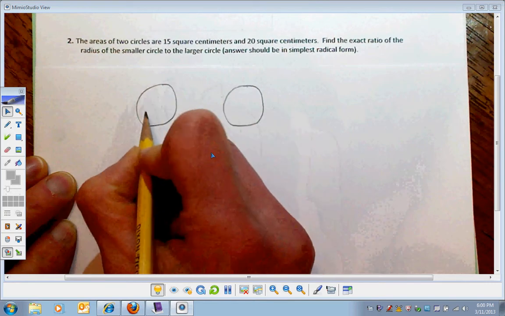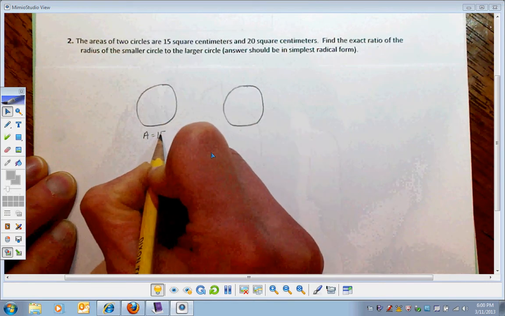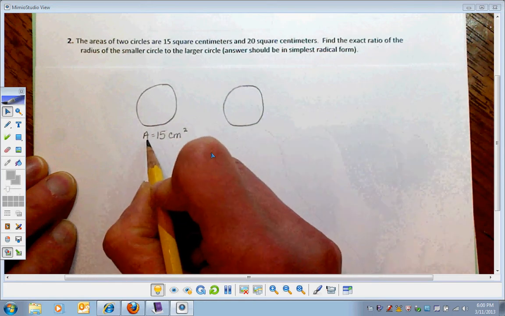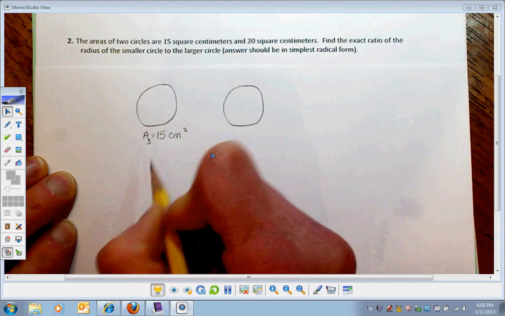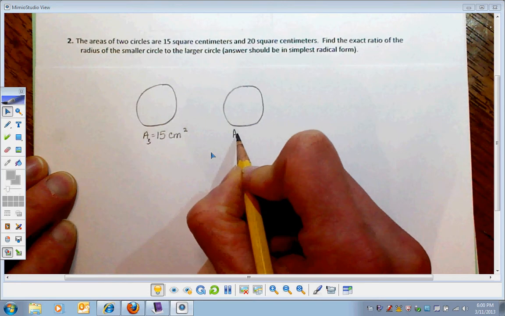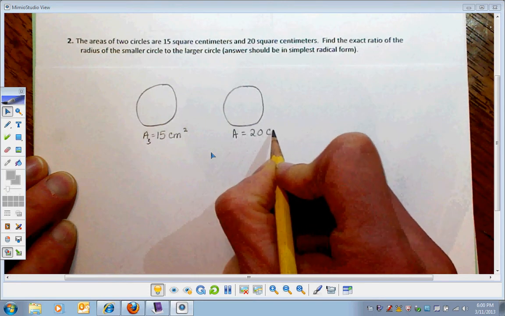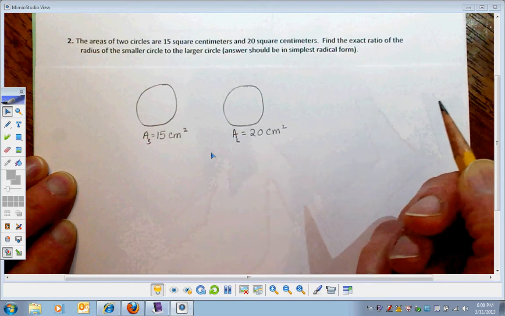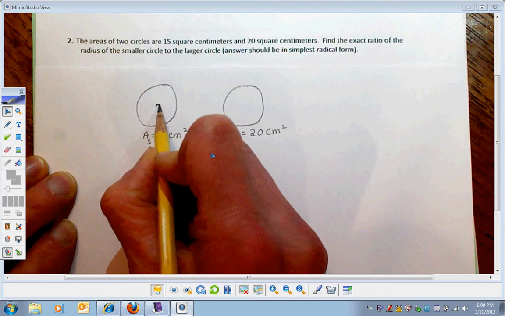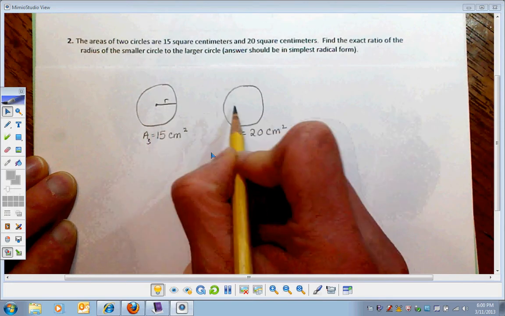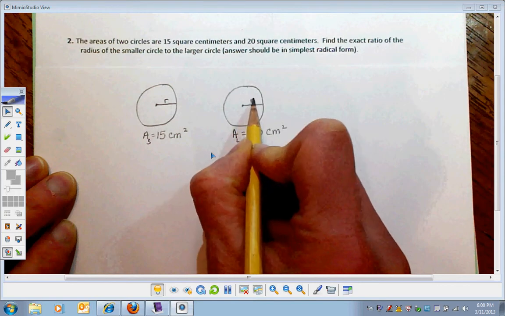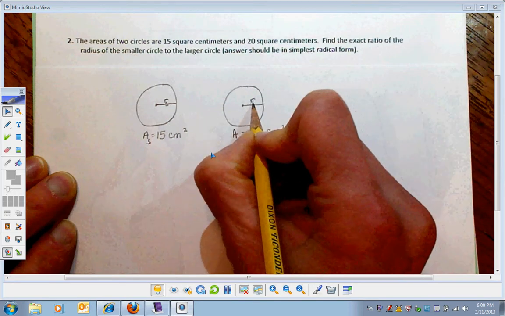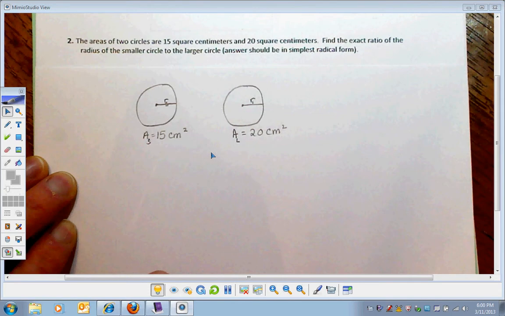So I know that this area is equal to 15 square centimeters. So I'm going to call this the area S for smaller circle. And the area of this circle is 20 square centimeters, and I'm going to call this one AL for large. Now I know in my circles I have a radius, so I'm going to draw that in. And this is going to be my radius sub S for small, and my radius sub L for large.